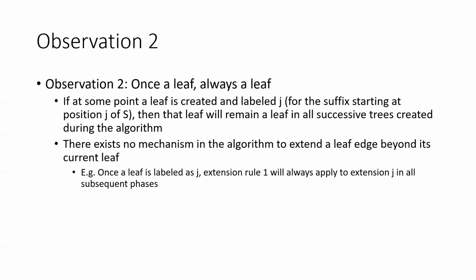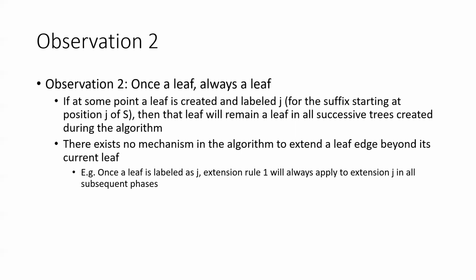That leaf is going to stay a leaf during the entire algorithm. I don't necessarily know if I should say that's by design, but the algorithm itself has no mechanism to extend a leaf edge beyond its current leaf, right? So it has no way to take a leaf edge and all of a sudden insert a node at the end of that leaf edge, right? So again, once a leaf is labeled, that leaf is always going to be a leaf.